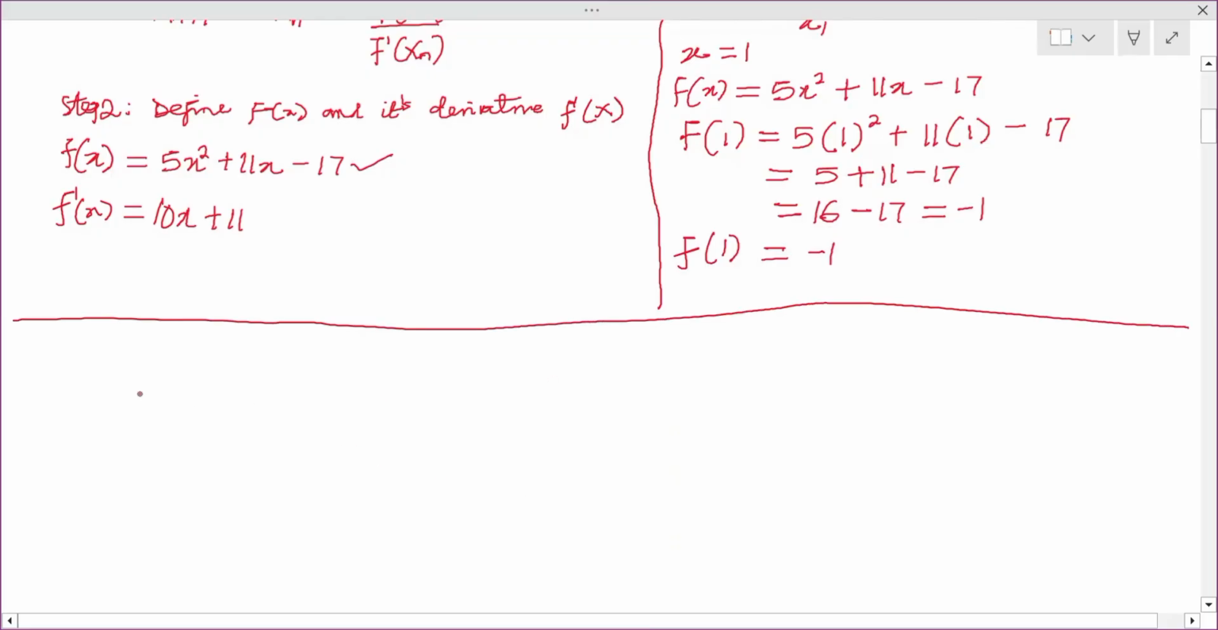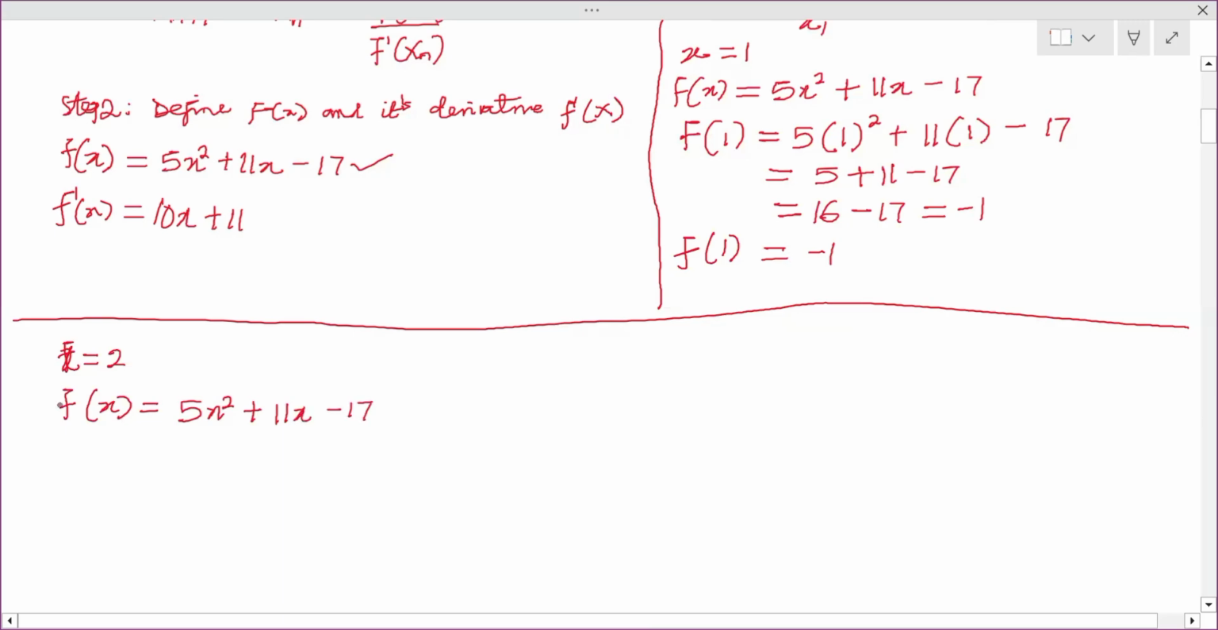Now, what if you said x equal to 2? What will be f of x? So f of x, as usual, is 5x squared plus 11x minus 17.